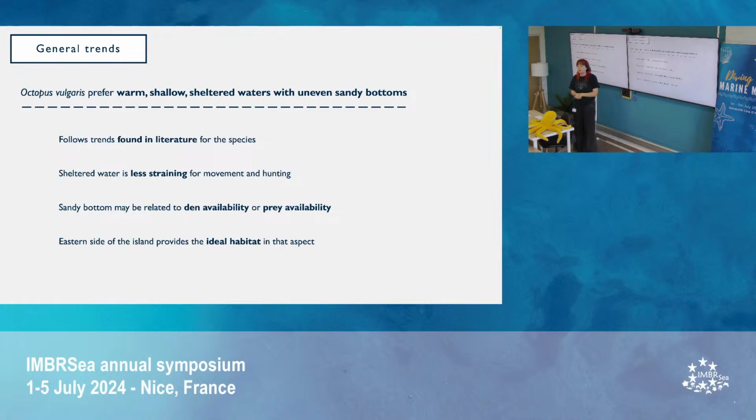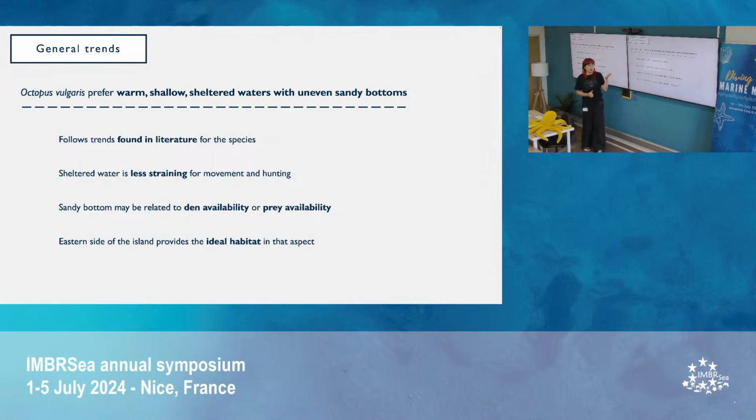So what can we say as a general trend? My conclusion was that Octopus vulgaris prefer warm, shallow, and sheltered waters with uneven sandy bottoms. In terms of warmth and shallowness, this follows all the trends that I found in literature for Octopus vulgaris, but also just for cephalopods in this area in general. My hypothesis as to why the octopus prefer sheltered waters is that it's less straining for movement and easier to hunt in, so it just boosts their survival.